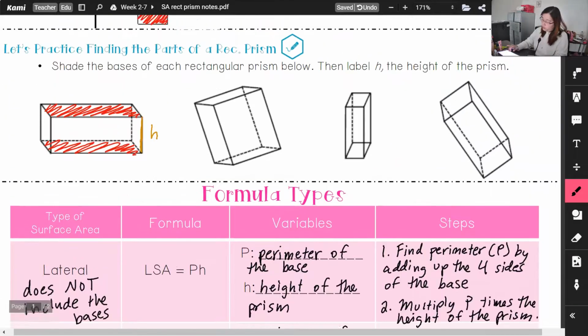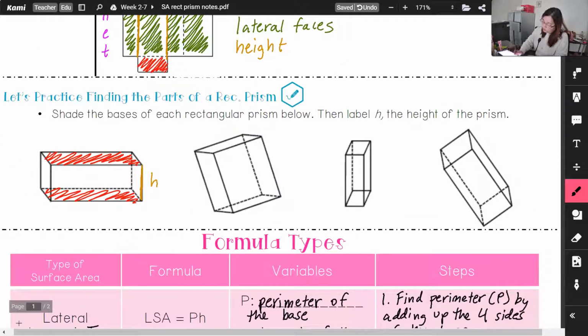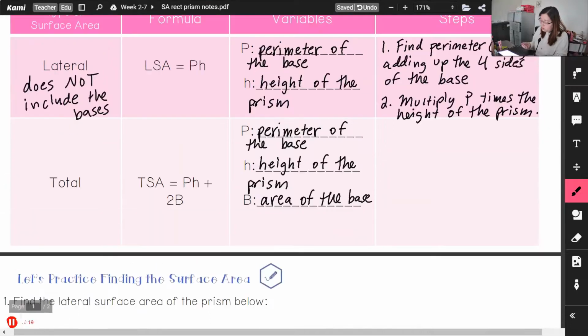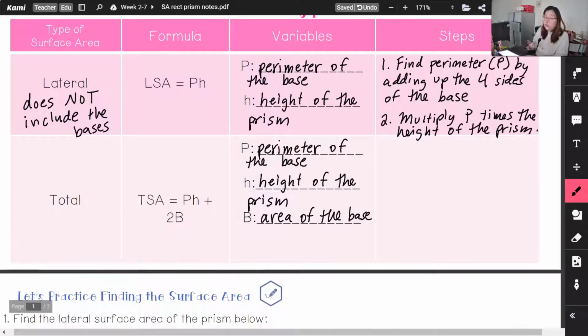Well, if you look at a rectangular prism, the base right here is a rectangle, right? So area of the base is telling us to find the area of a rectangle, which you do by doing length times width, which we can just say L times W. Okay, that's pretty important. So this one is a little different.